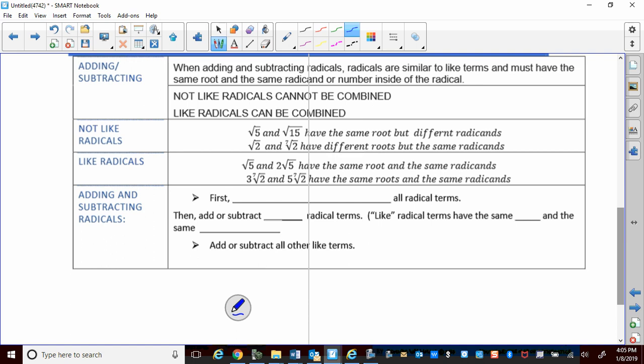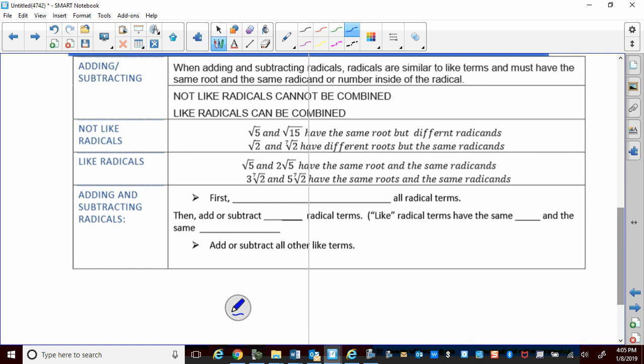The square root of 2 and the seventh root of 2. Well, the index is 7 on one of them. They have different roots, but the same radicands. Now, these are like radicals. I have the square root of 5 and 2 square root of 5. They have the same roots and the same radicands. Then 3 root 7 and 5 root 7. They have the same roots and the same radicands.